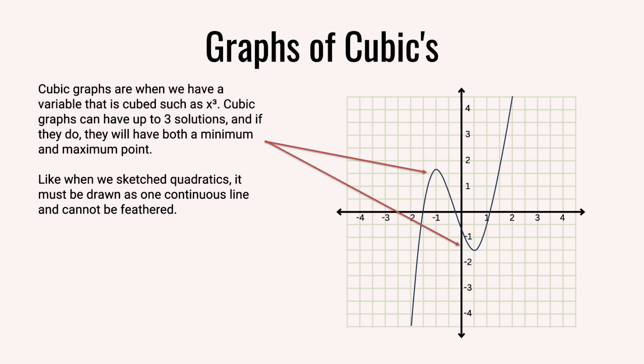Cubic graphs are when we have a variable that is cubed, such as x cubed. Cubic graphs can have up to 3 solutions, and if they do, they'll have both a minimum and a maximum point, such as the arrow shows here. The maximum being the highest one and the minimum being the lowest. Like when we sketch quadratics, it must be drawn as one continuous line and cannot be feathered.